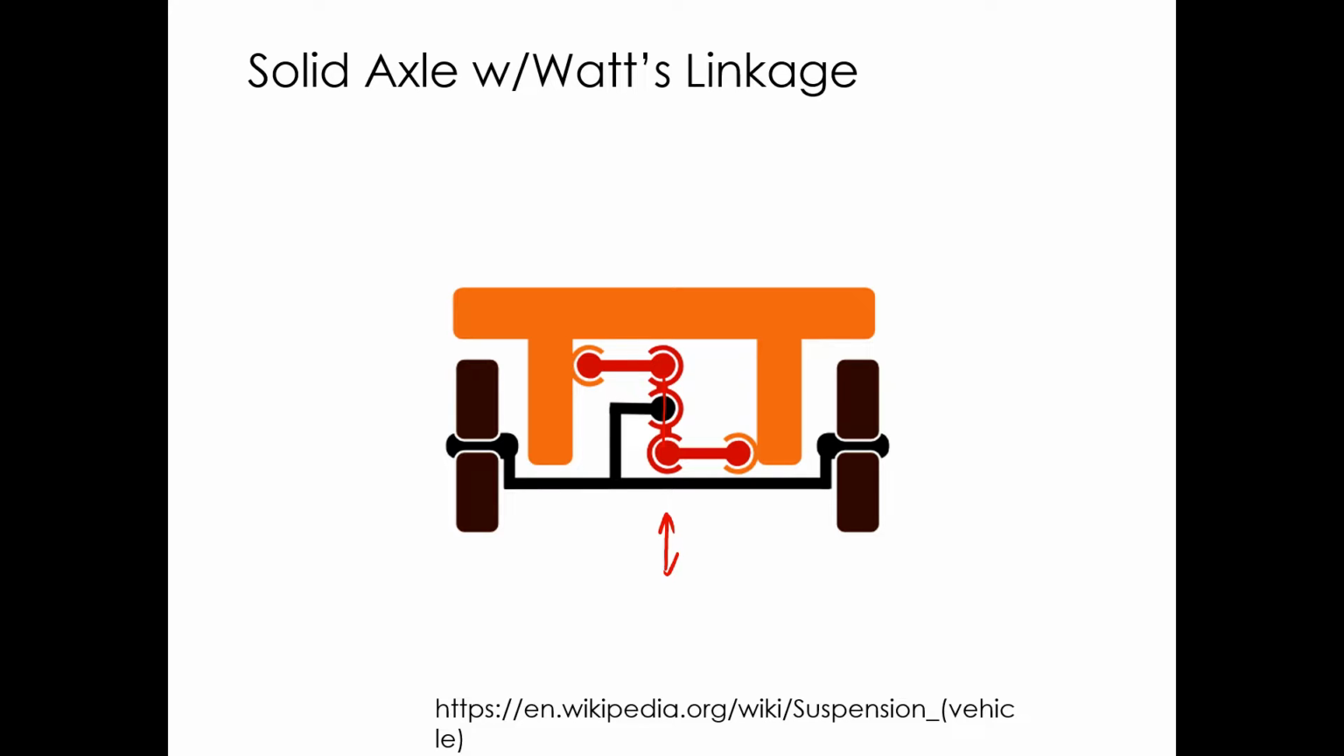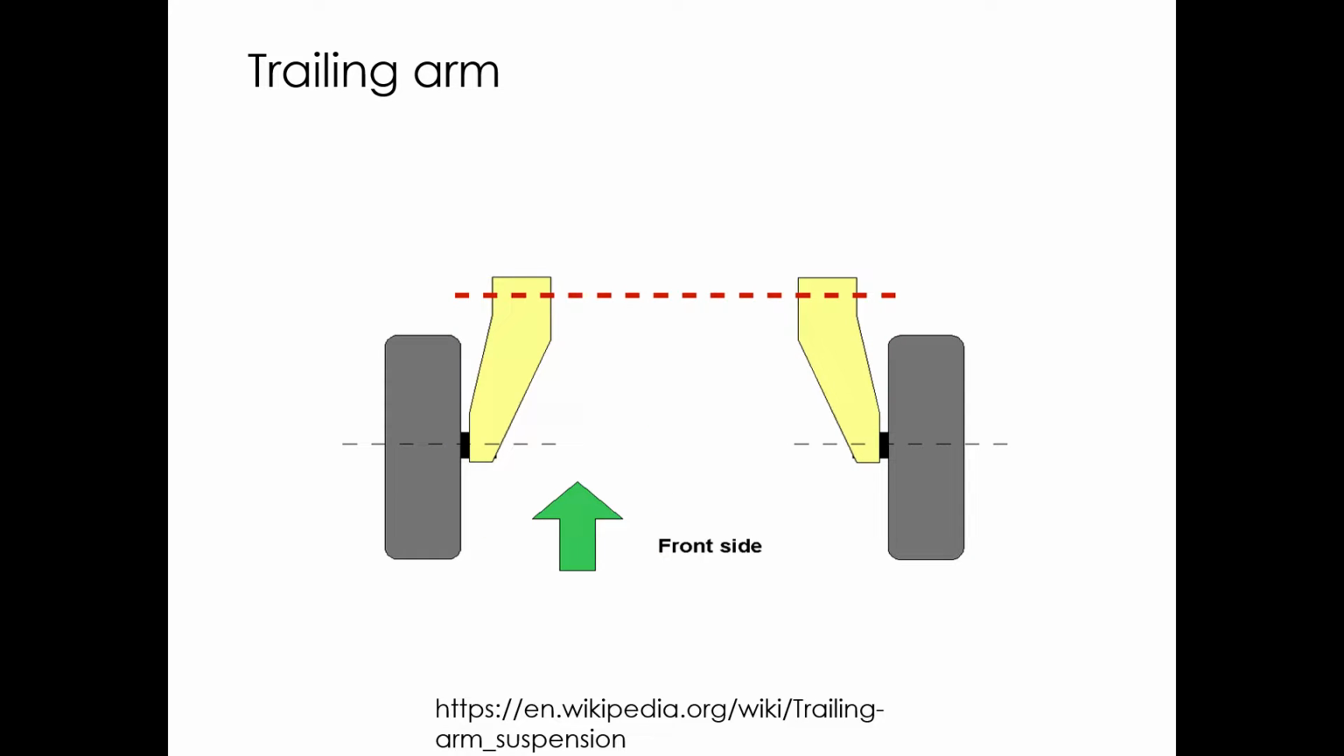With this version of the Watt linkage, that point will translate mostly straight up and down and won't move left and right until you get to extreme deflections. But it's a lot more complicated. You need two links that are connected to the frame, and you need a pivoting link that's connected to the solid axle. Trailing arm, you don't see a lot.